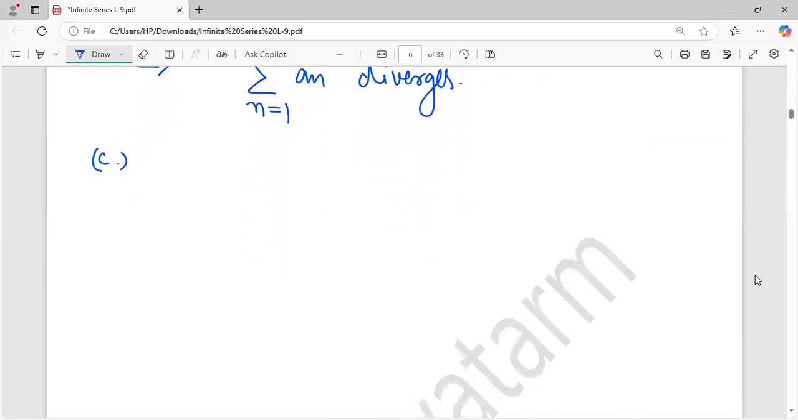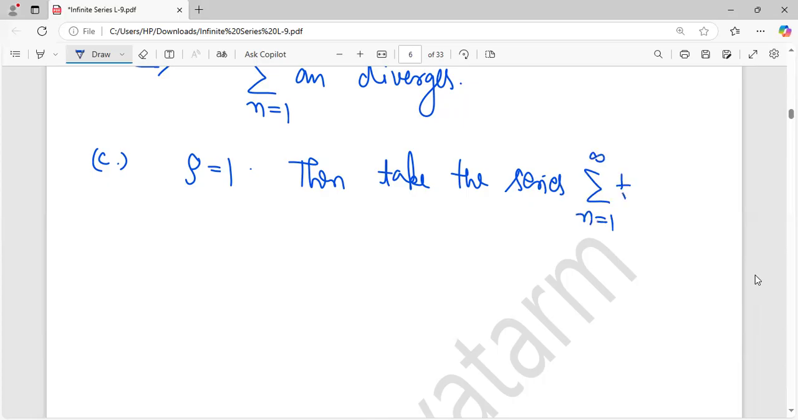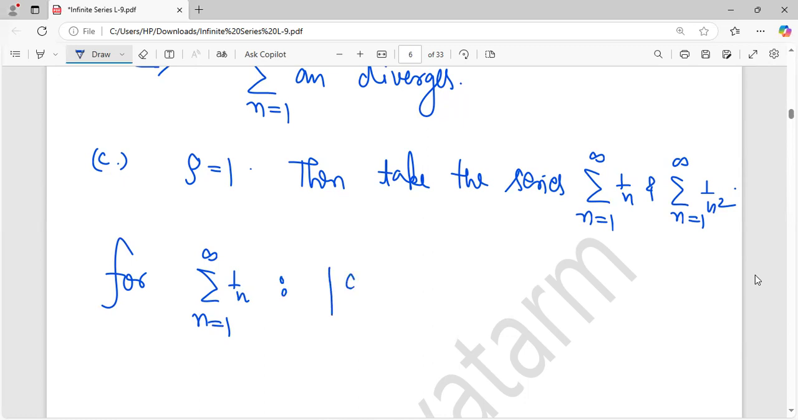Now C part, if rho is equal to 1, then take this series: summation n goes to 1 to infinity 1 upon n, and summation n goes to 1 to infinity 1 upon n square. Now for summation 1 upon n, what is a_{n+1} upon a_n? That is n upon n plus 1, and that tends to 1. It means rho is 1.